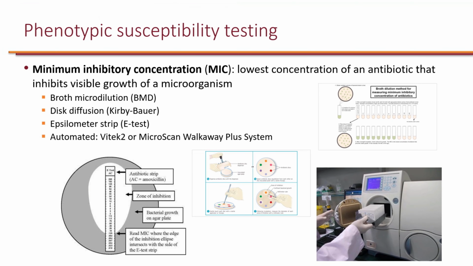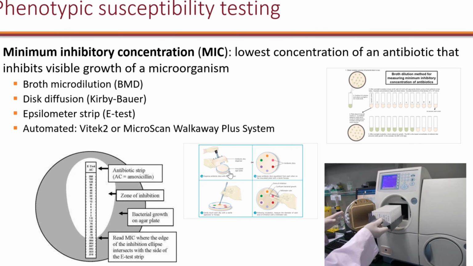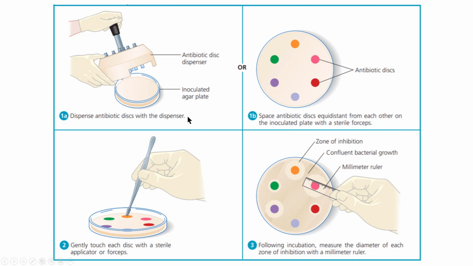Now, another method is disk diffusion, also referred to as the Kirby-Bauer method. The way this works is that, instead of test tubes, which you can imagine would be very labor intensive, since broth microdilution takes a lot of space and requires a lot of labor, so it may not be feasible, and that's why we say it's a reference method. A more feasible method would be disk diffusion, and here's how it works.